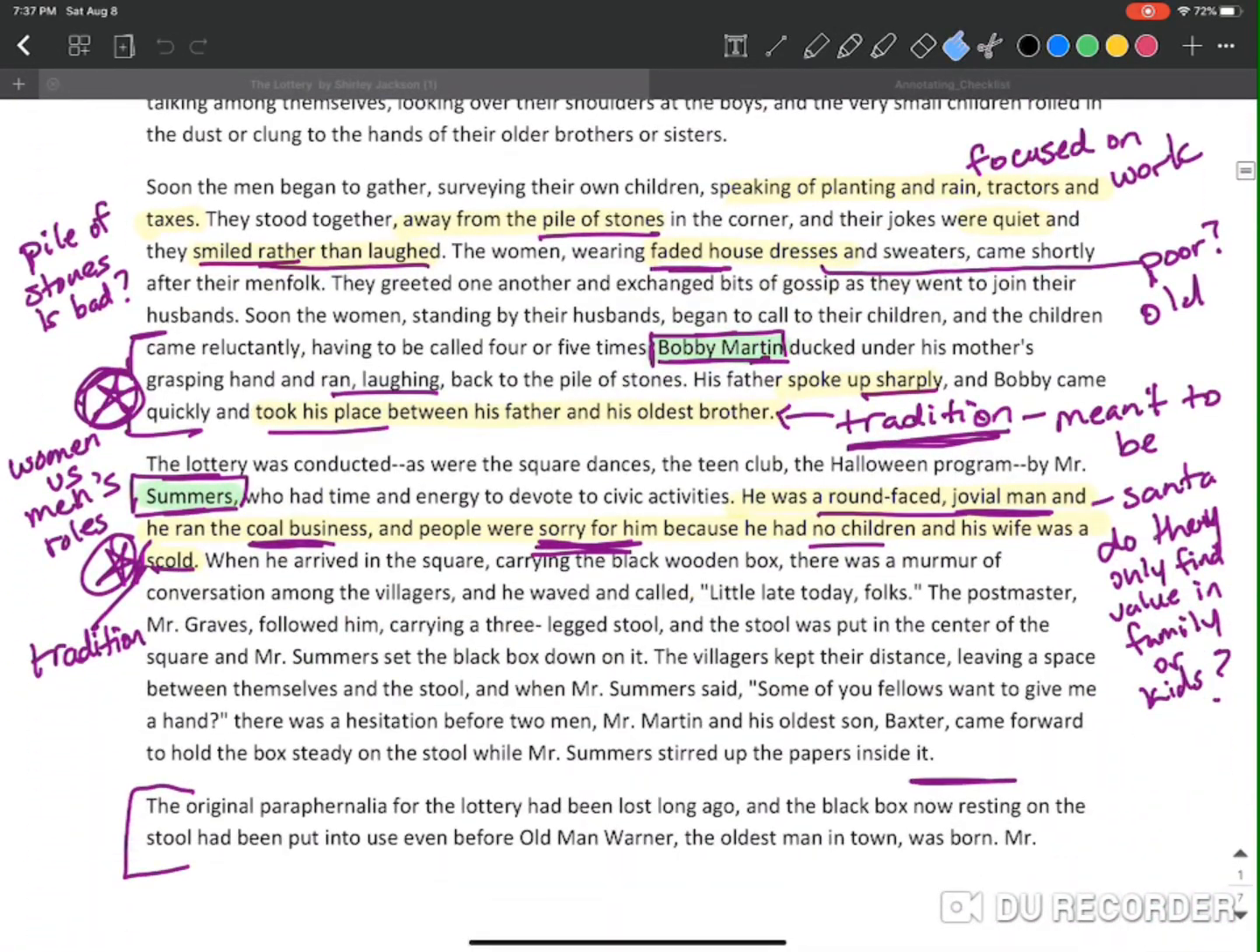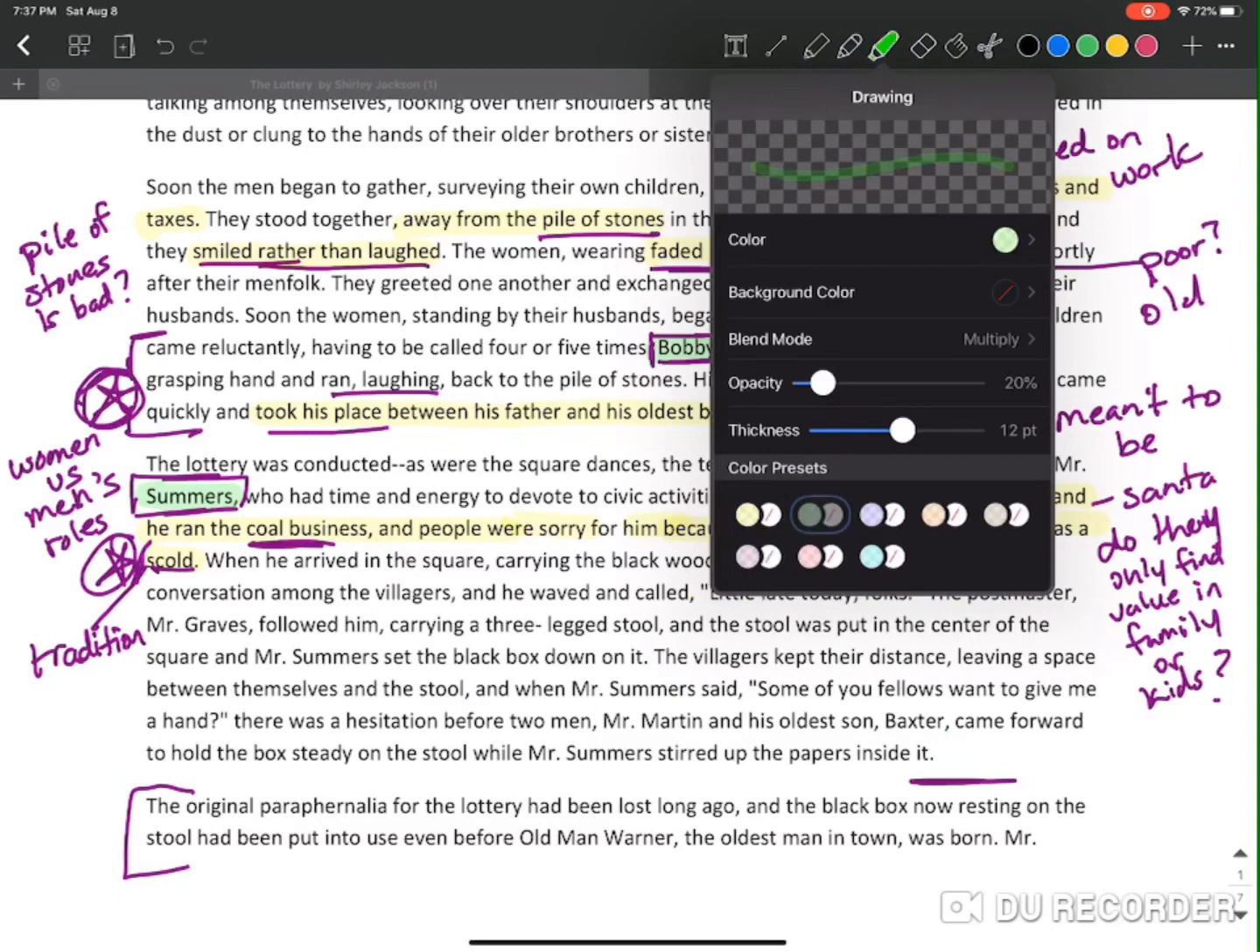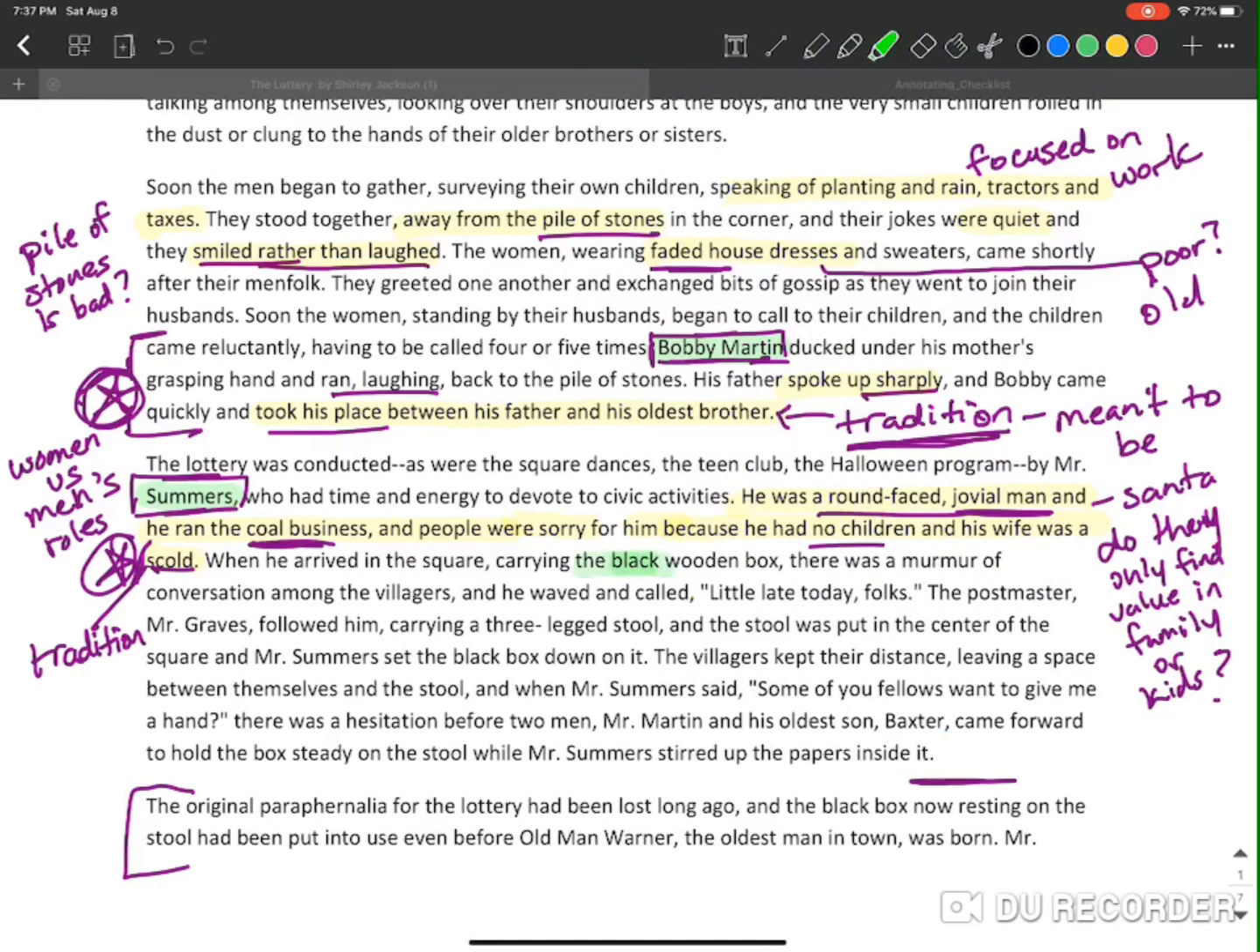Okay, it's not a character. I highlighted that just a little bit, but I think it's going to be really important. I think this black wooden box is going to matter, so I am going to make it stand out. I also want to do it in a different color. Almost forgot, I am going to make it stand out and make it where I can quickly find the first time this black wooden box was mentioned, so that when I'm starting to answer questions about it, I know, because I feel like this is going to be something big.